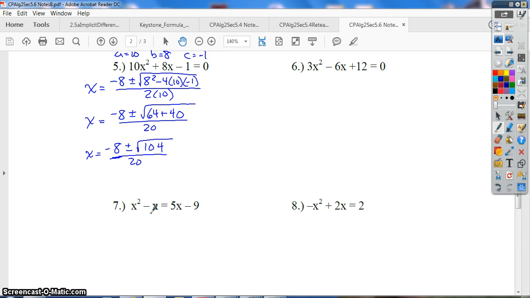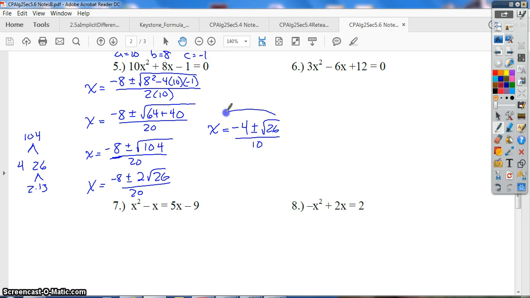So we have to think, does 104 break down? I'm not even sure, to tell you the truth. 4 goes into it 26 times. That's 2 times 13. Can't take the square root of either if they're both in front. So it looks like this would be negative 8 plus or minus 2 square root of 26 over 20. And all these are divisible by 2. So our final answer would be negative 4 plus or minus the square root of 26 all over 10.